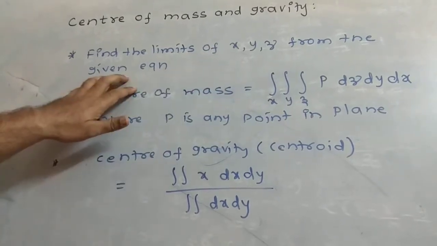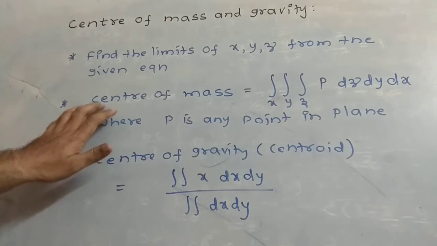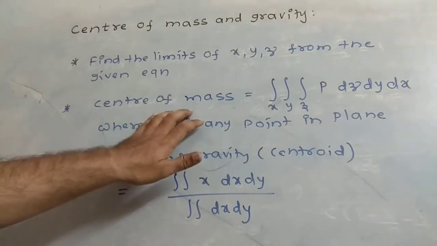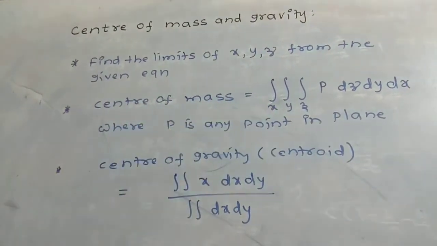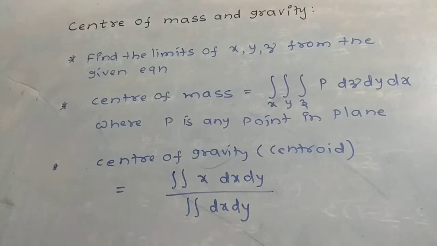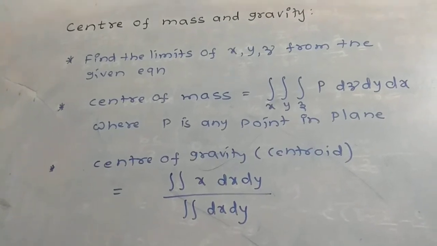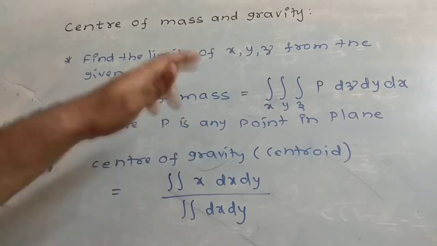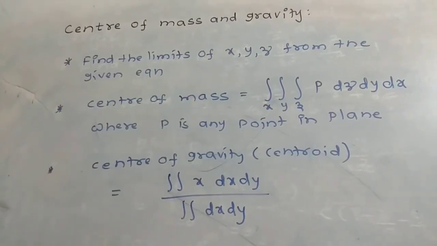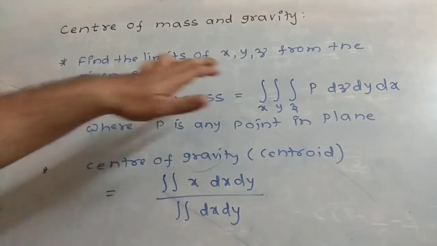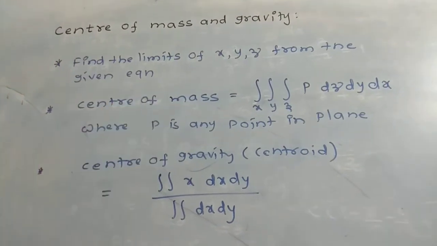from the given equation. The next step is calculating the center of mass by using the formula triple integral of p dz dy dx, where p is the density at a point in the plane. They will give you a point in the plane, and based on that you can calculate the center of mass.